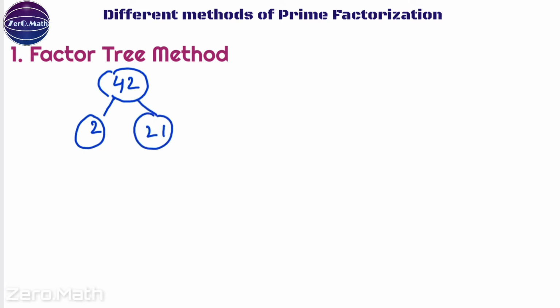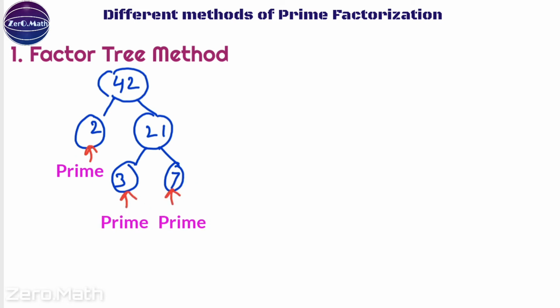Now you can see number 2 is a prime number, hence it cannot be factorized further. The number 21 has two factors, that is 3 into 7. Now 3 and 7 are both prime numbers, hence we cannot factorize this further. Which means the prime factorization of 42 is 2 into 3 into 7.